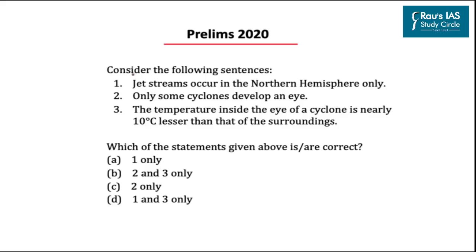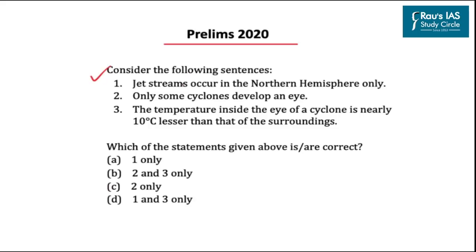Let us now take a question which was directly from the static portion of NCERT Geography. Consider the following statements. Statement 1. Jet streams occur in the northern hemisphere only. Statement 2. Only some cyclones develop an eye. Statement 3. The temperature inside the eye of a cyclone is nearly 10 degrees Celsius lesser than that of surroundings. Which of the statements given above are correct?